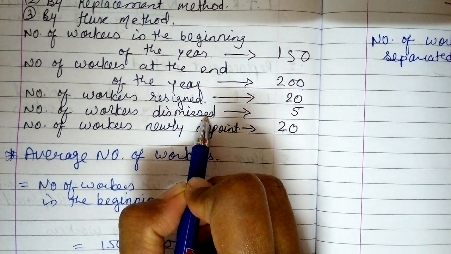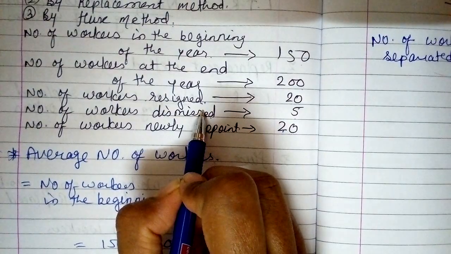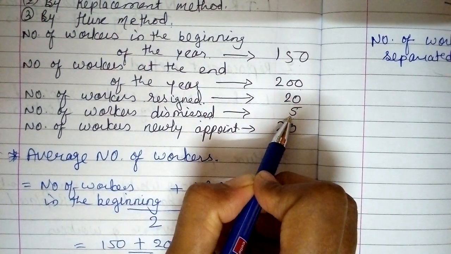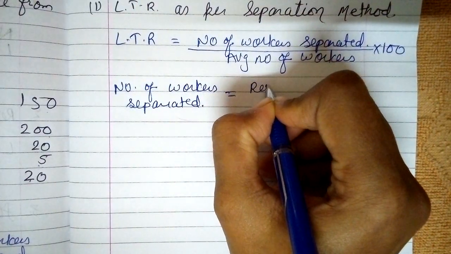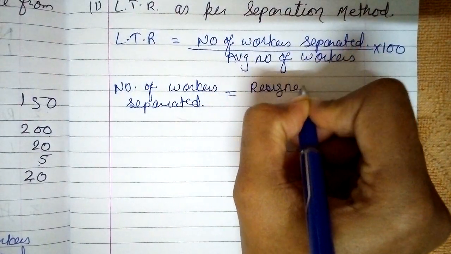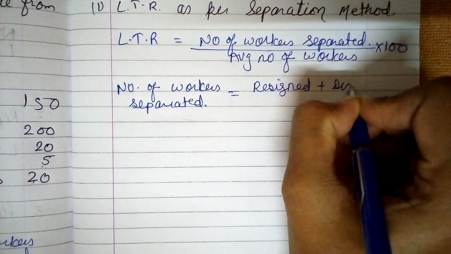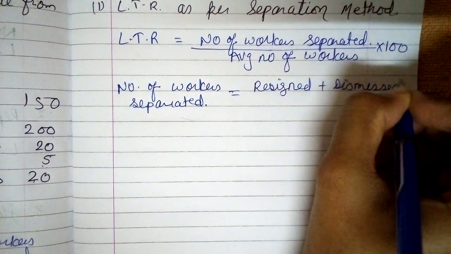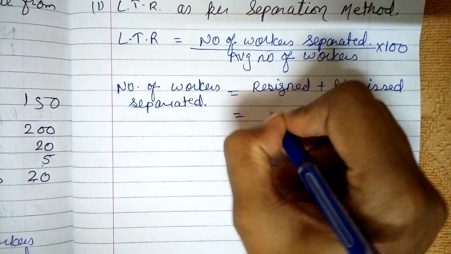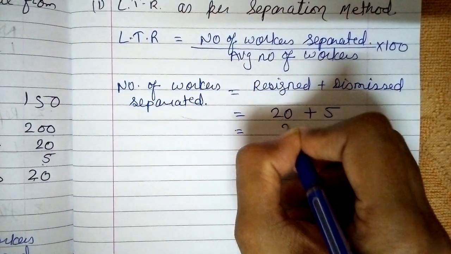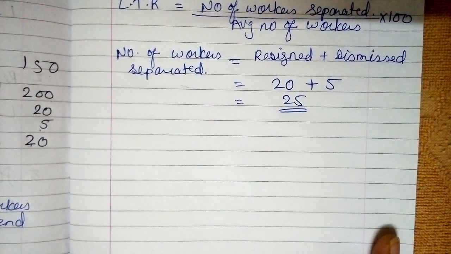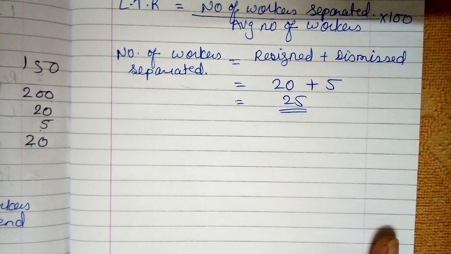So by any means they are separated from the organization. So number of workers separated will be number of workers resigned plus number of workers dismissed. Okay, so number of workers resigned 20 and dismissed 5. So number of workers separated are 25.